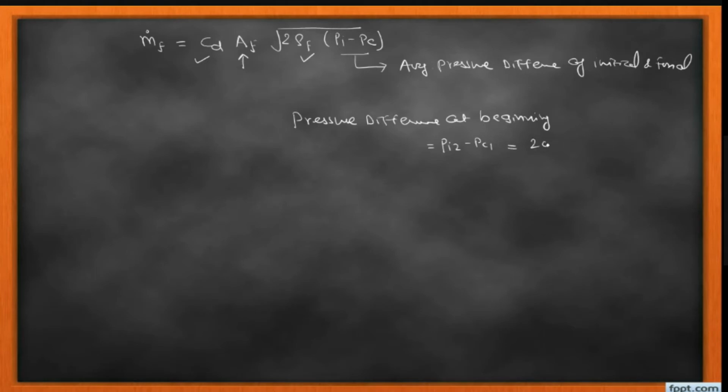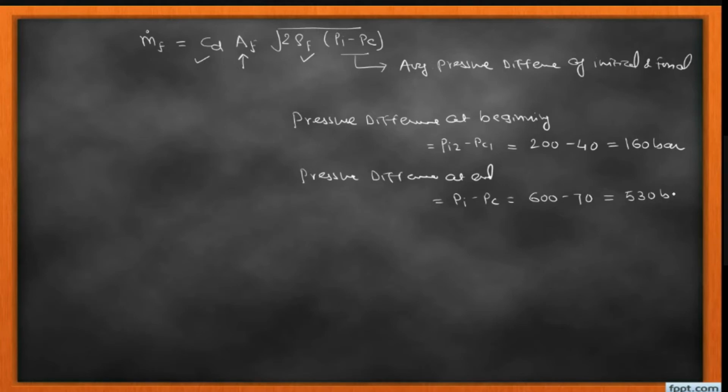So there is 200 minus 40, so we get 160 bar. There is the initial pressure difference. Then we have the pressure difference at the end. So again we have this PI minus PC, which equals 600 minus 70. So we get 530 bar. Now for PI minus PC, we have the average pressure difference.